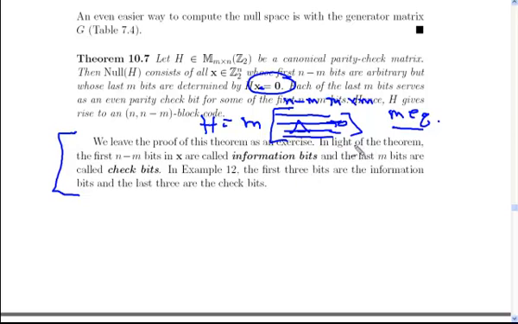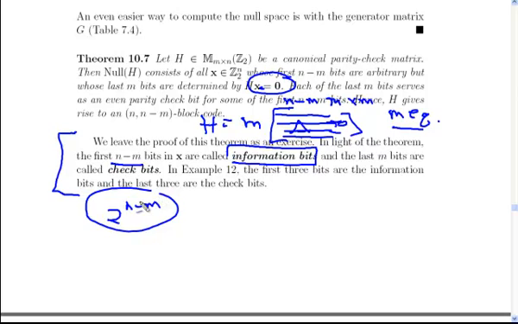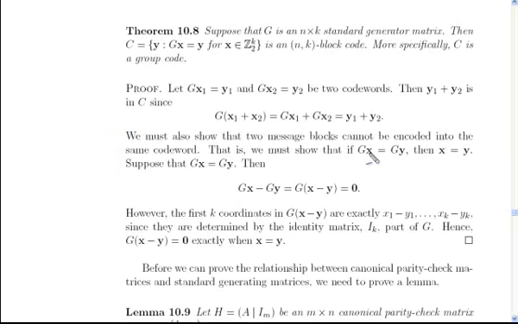When you think of the code word, the first n minus m bits are called information bits. Those can be arbitrary. You can get any combination. That means there are going to be 2 to the n minus m possibilities for the n minus m information bits, and those determine the check bits. The first row of H determines the first check bit, and so on. You work your way down like that.